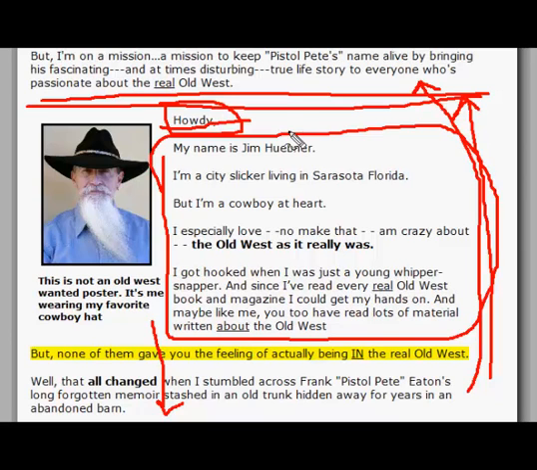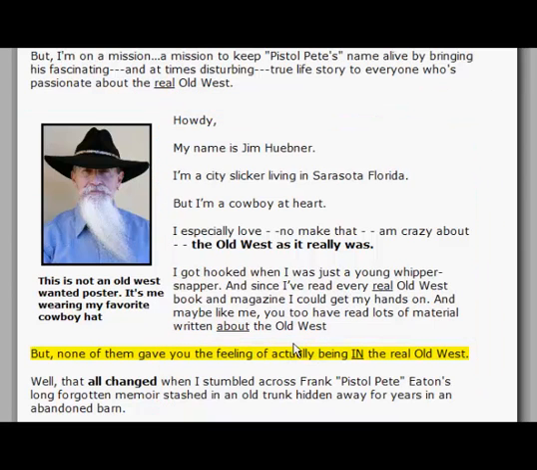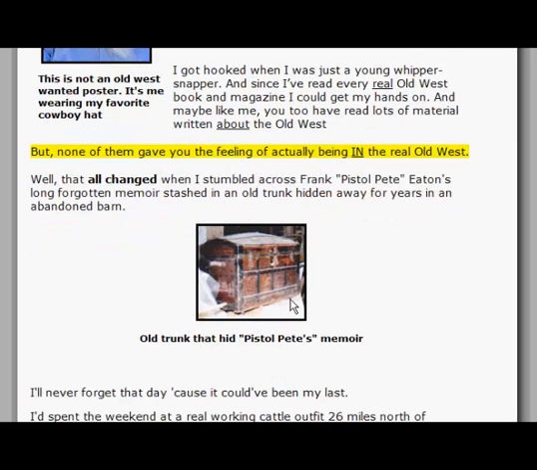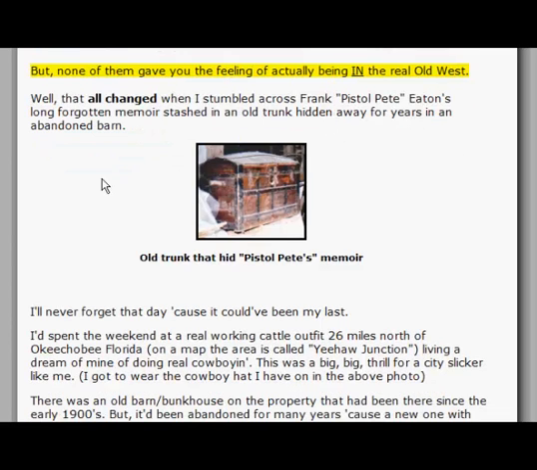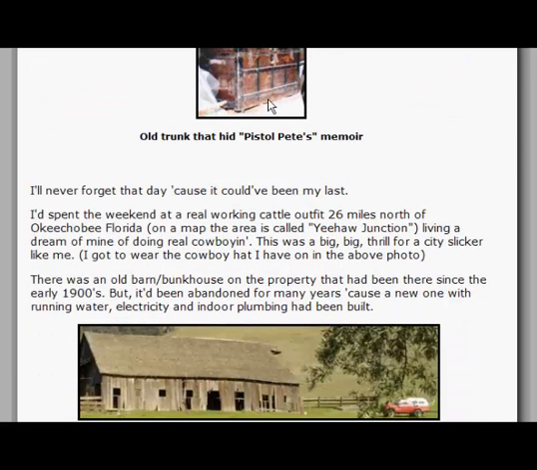So I would say that this should be done in reverse, that you should start by talking about the find of the book, even though you may just mention something briefly about the famous person that Pistol Pete was. But then you start by talking about how you found the book, and then you move on to tell me what's actually contained in the book itself. Okay, "and it all changed when I stumbled across Frank Pease's long-forgotten memoir, stashed in an old trunk, hidden away for years in an abandoned barn." Okay, very good. Showing a picture of the trunk builds credibility.